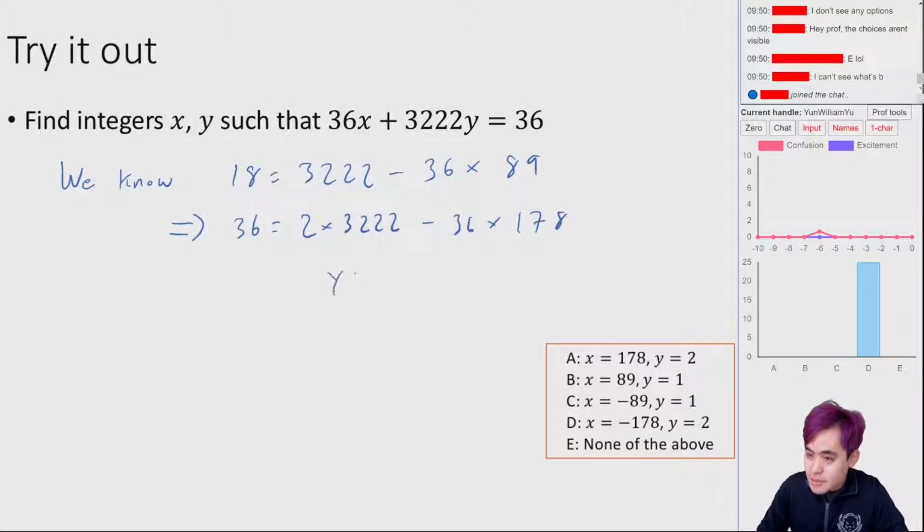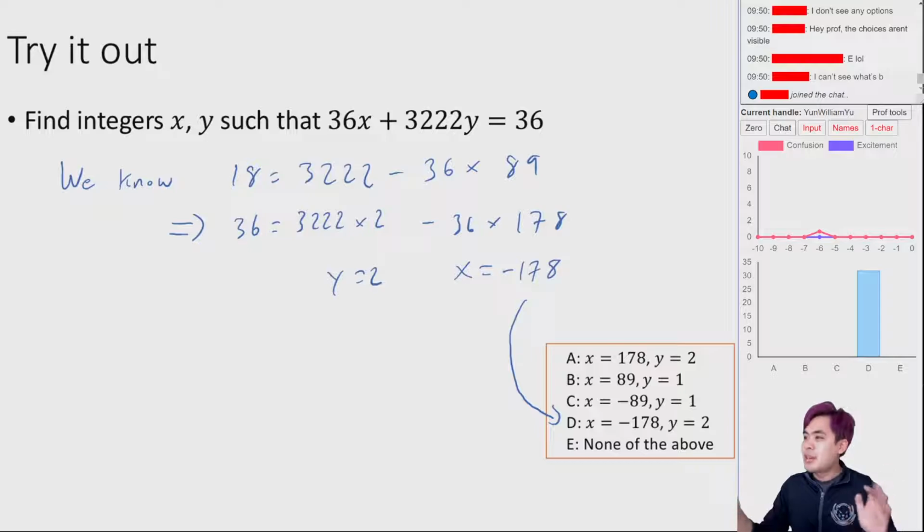And so here, y is equal to 2. Actually, let me do that in the other order. Obviously you can do it in either order, but it'll make life easier if you do it in this order: 3,222 times 2 minus 36 times 178. And so then x is equal to minus 178, which is D.